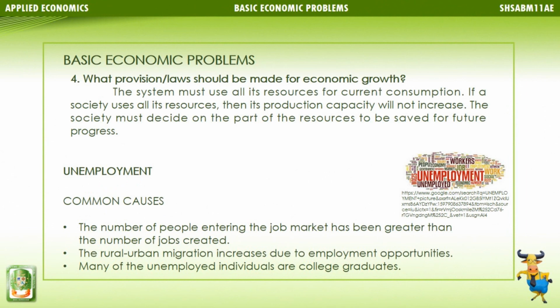Number 4. What provision, laws should be made for economic growth? The system must use all its resources for current consumption. If a society uses all its resources, then its production capacity will not increase. The society must decide on the part of the resources to be saved for future progress.